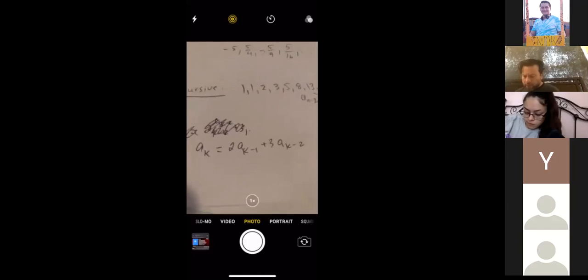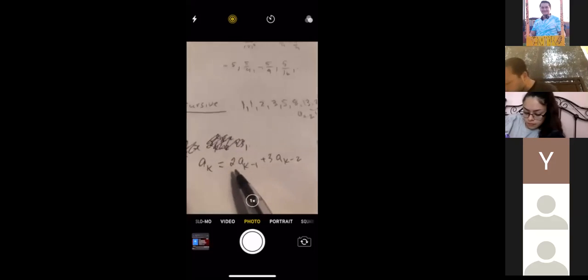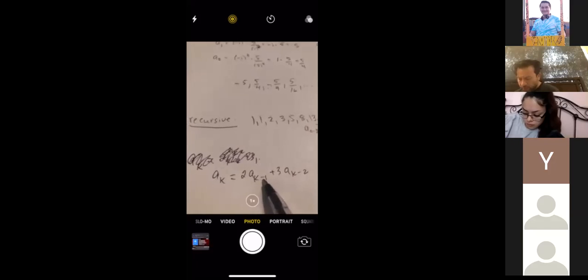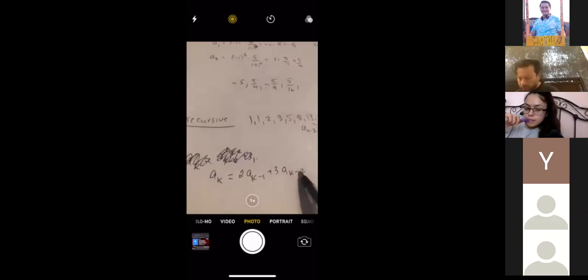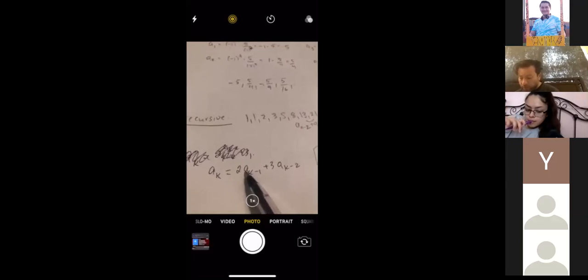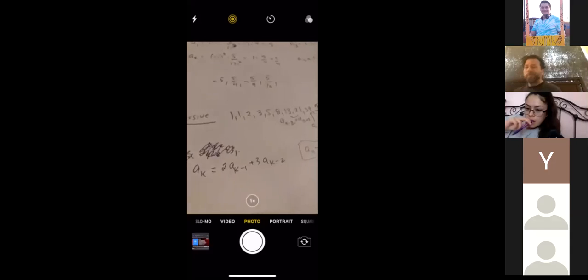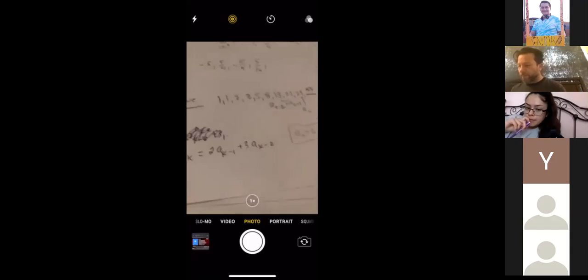So what does this recursive formula tell you? What is that asking you to do? To find a k term, what would I do? Add what? Twice the previous term, and 3 times the term 2 terms previous. So this minus 2 tells you it's 2 terms previous to this term. This is only 1 term. So if this is the term you want to find, simply take twice the one before it plus 3 times the one before that and add them. And then you would create the next one, and the next one, and the next one. Okay, good. Great.